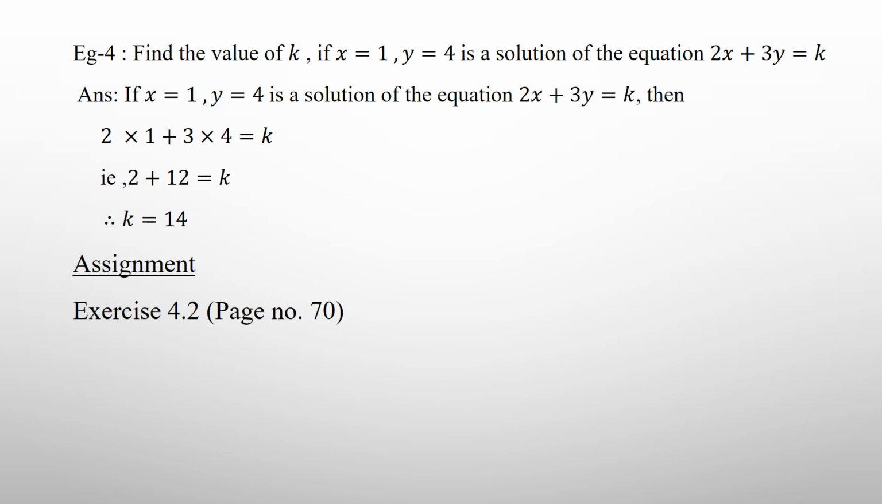Based on these example questions, you can do exercise problem 4.2 in page number 70. Thank you.